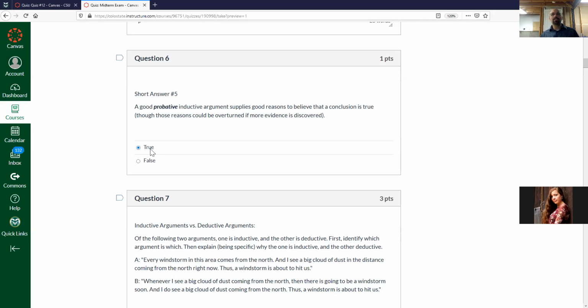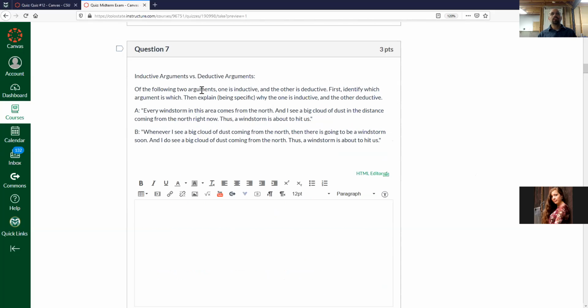Near the end of the semester, we'll start looking at a few different kinds of statistical inductive arguments, particularly inductive generalizations and what I call statistical syllogisms. So next task, figuring out if the argument is deductive or inductive, specifying which is which.